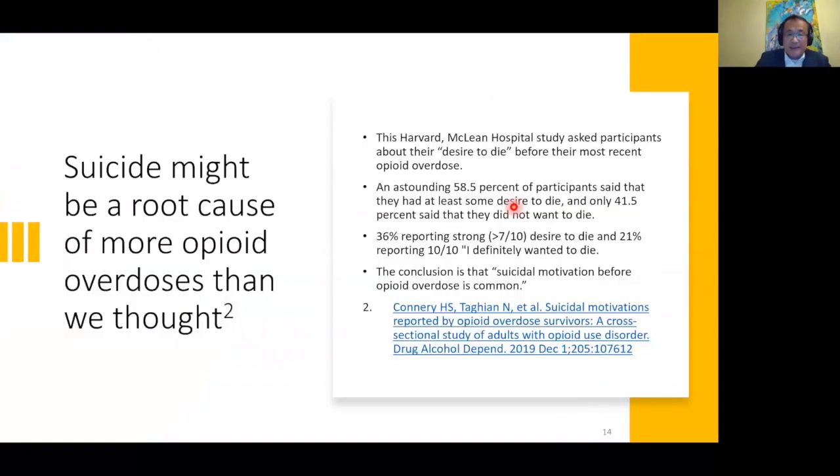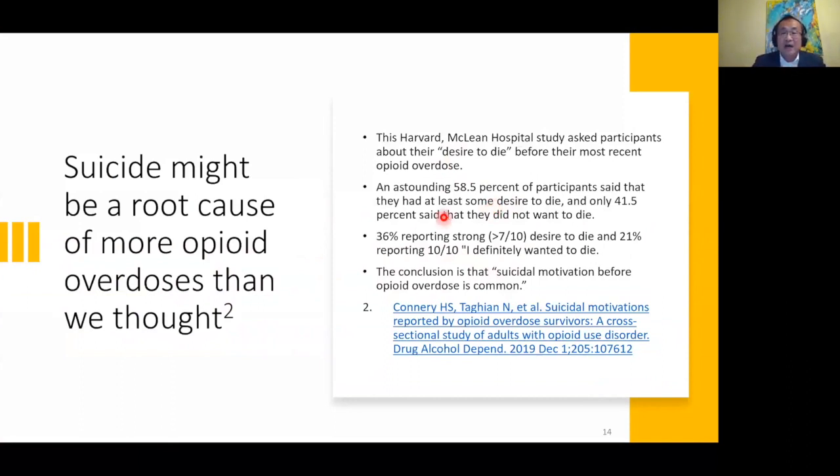The second article is actually published by Harvard and McLean Hospital. They did a study to analyze the cause of opioid drug use disorder. They surveyed patients before they took the treatment, with questionnaires with scores from 0 to 10. So 10 means the patient definitely wants to die, and 0 means the patient does not want to die at all.